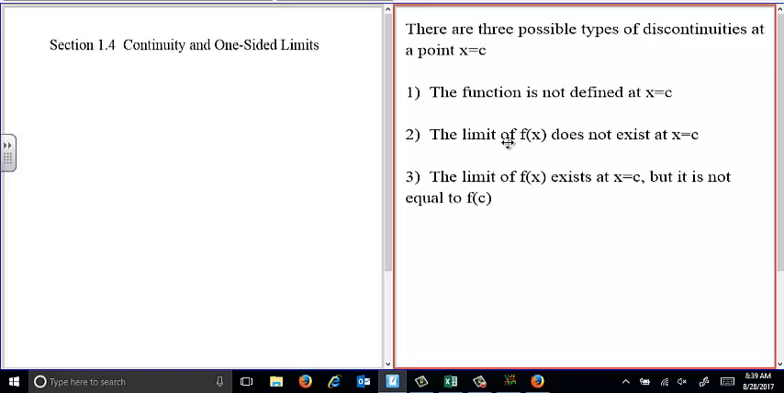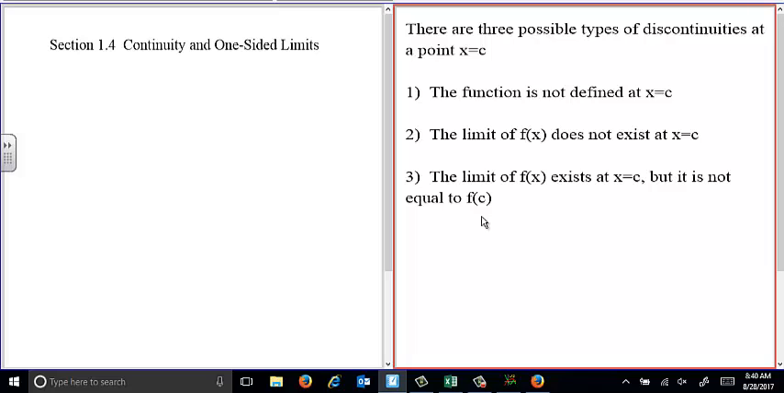Another type of discontinuity is where the limit does not exist. That's usually the case of vertical asymptotes. You might say the limit equals infinity, but it's not really. It approaches infinity, but infinity does not exist. The third case is where the function exists and the limit exists, but the limit is not equal to the value of the function.